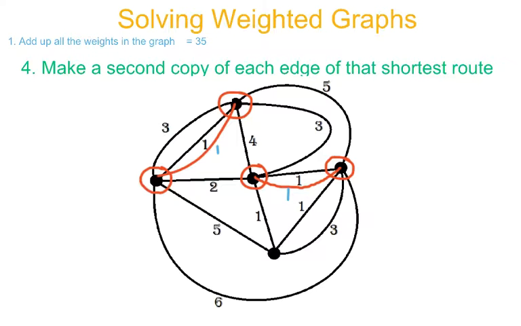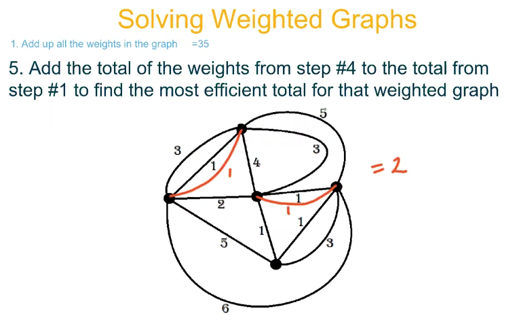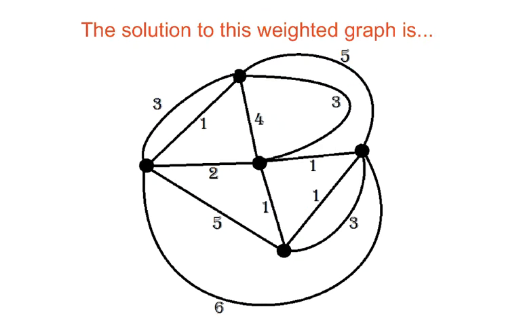And once we do this, we can add up the total of all the numbers that we have written down. But since we've already added the total in step 1 before making a second copy, we can then find the total of what we added and then add that to 35. So our solution to this graph is 35 plus 2. And the solution to this weighted graph is 37.